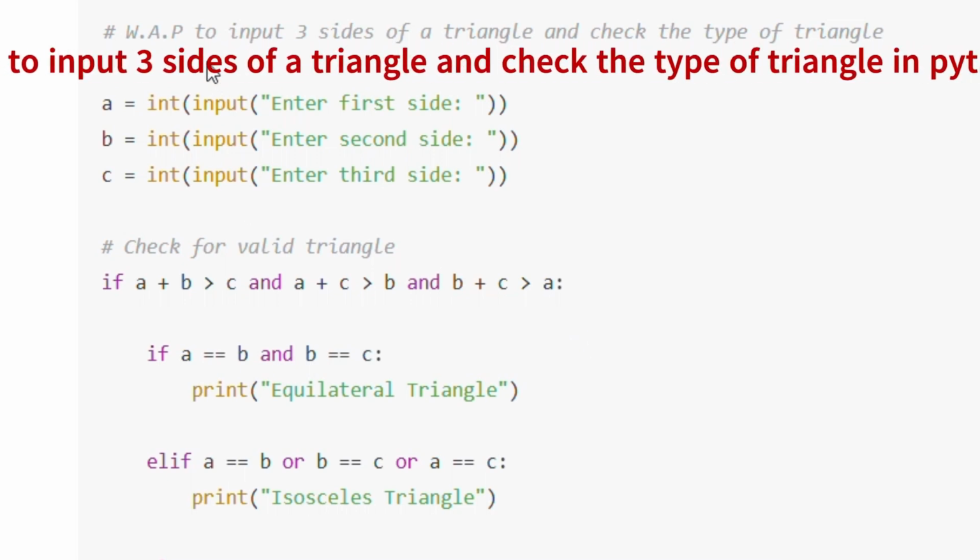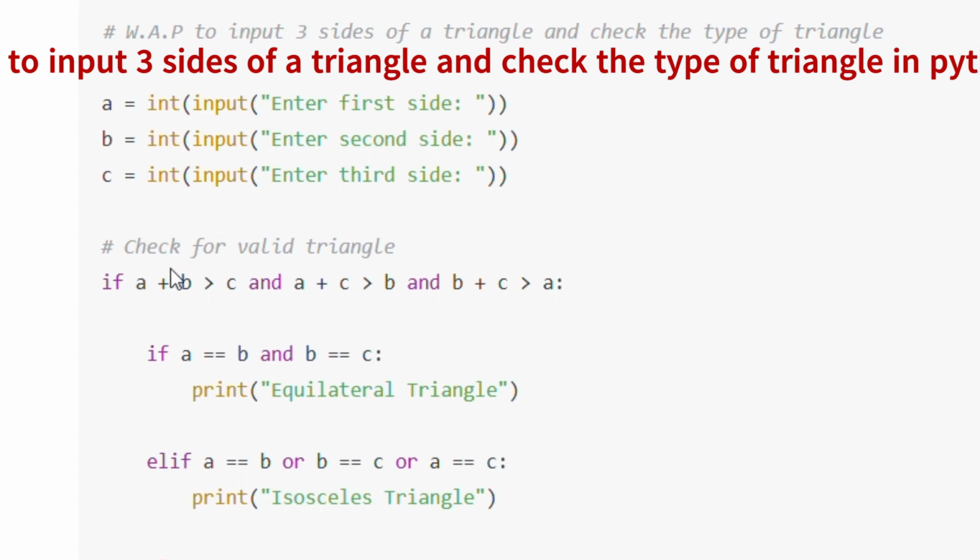Write a program to input three sides of a triangle and check the type of triangle. Input three sides of the triangle. A is a side, B is a side, C is a side. A, B, C are the three sides of the triangle.